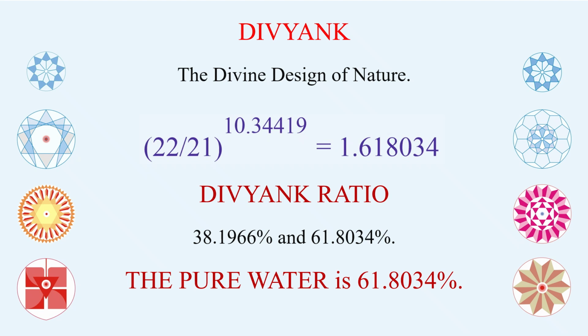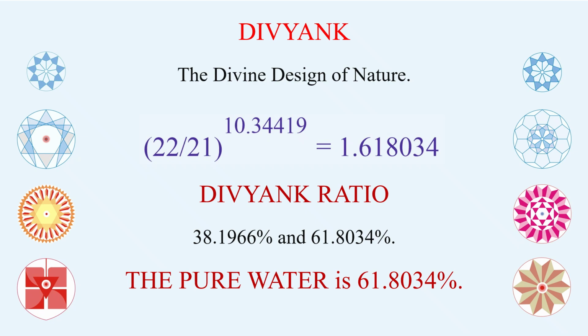And it manifests as a Divyank ratio, which is 38.1966% and 61.8034. This is two things again. Within that again, 61.80, the square power is equal to 100 times the value of that. That means 10 into 10. This is what I mean with divine mathematics. There is no inconsistency or problem at all.